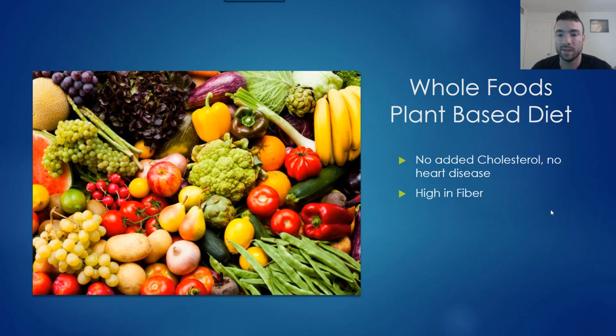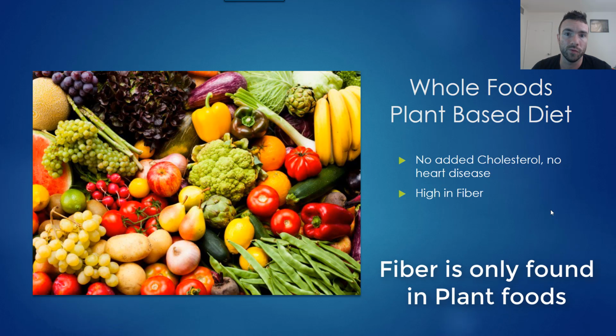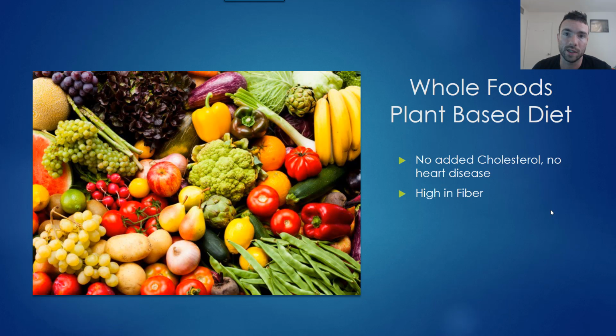Also, whole foods plant-based diets are high in fiber, and I have a note over here about fiber. It appears that soluble fiber reduces the absorption of cholesterol in your intestines by binding with bile, which contains cholesterol, and dietary cholesterol, so the body excretes it. So basically, having a diet that's high in fiber also helps get rid of excess cholesterol in your arteries.